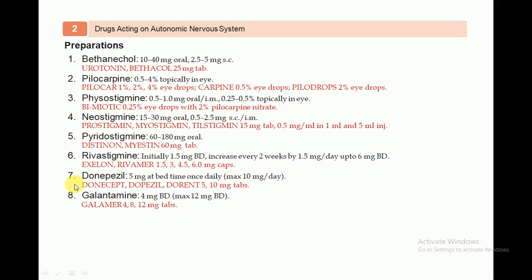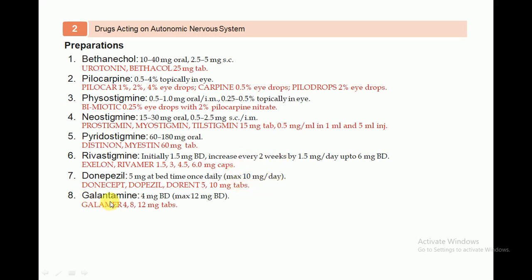The seventh one is donepezil. Donepezil is available at a dose of 5 milligram at bedtime once daily, and the maximum dose is 10 milligram per day. Donepezil is also available under the names Aricept, Donep and Dorent, in 5 and 10 milligram tablets, but the maximum dose of donepezil is 10 milligram per day.